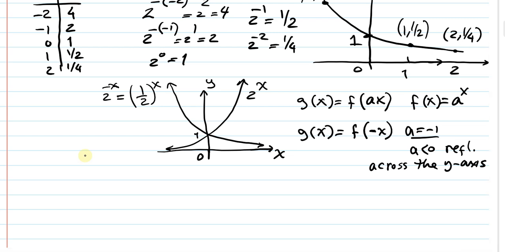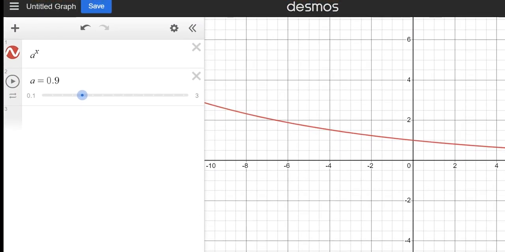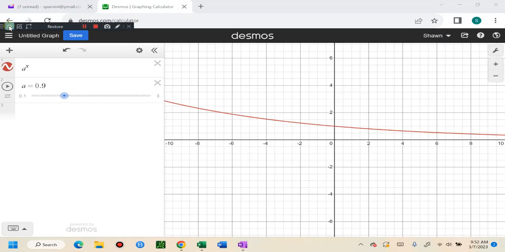So we have the graph of this. So let's actually go to Desmos. I have Desmos running here, and you can see what this is going to look like. Let me maximize this window there.